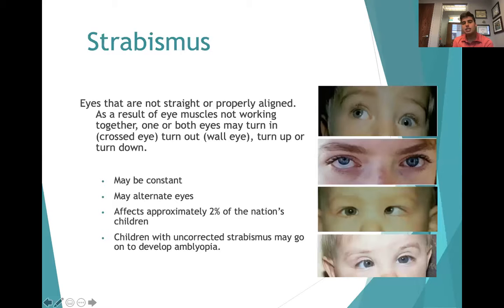So strabismus refers to eyes that are not straight or properly aligned. As a result of eye muscles not working together, one or both eyes may turn in or crossed eye, turn out or walleye, turn up or turn down. Strabismus may be constant. It may alternate eyes. It affects approximately 2% of the nation's children. Children with uncorrected strabismus may go on to develop amblyopia. And here are some examples of what strabismus will look like visually.